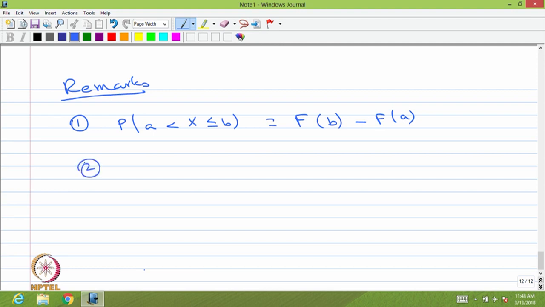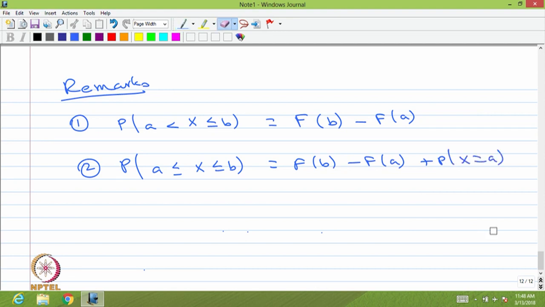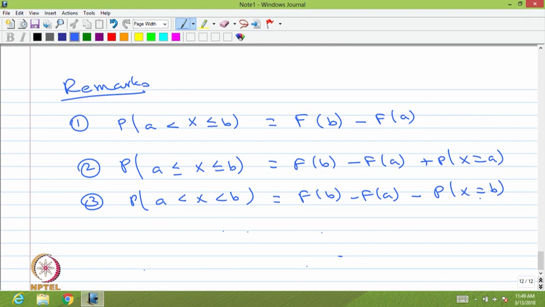Whereas, if you want to find the probability of a less than or equal to x less than or equal to b, then it is F of b minus F of a, and you have to include the probability of x equal to a. Suppose you want to find the probability of a less than x less than b. This also can be computed in the same way. It is F of b minus F of a minus the probability of x equal to b. Now the question is, when you need to add the probability of x equal to a or when you have to subtract the probability of x equal to b, based on which type of random variable you are discussing.